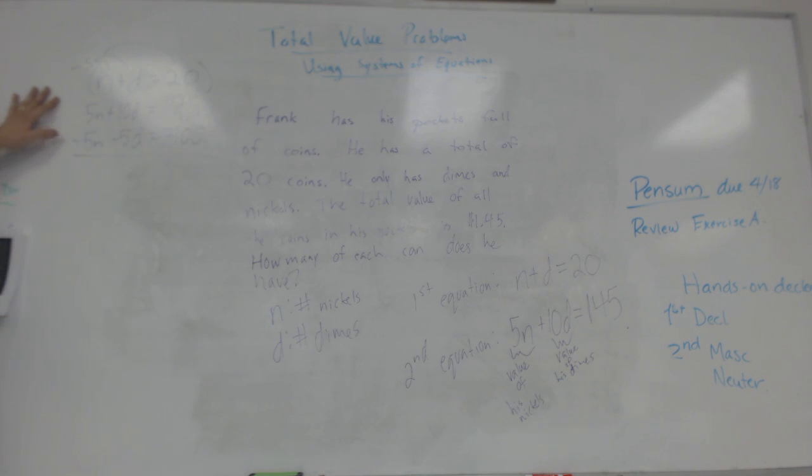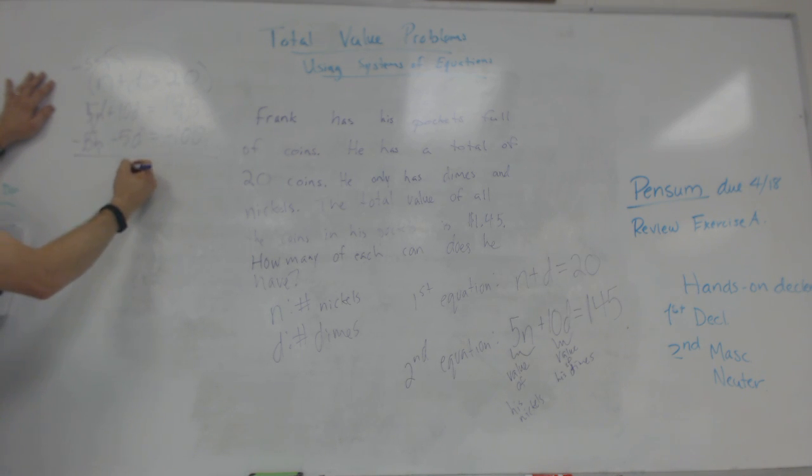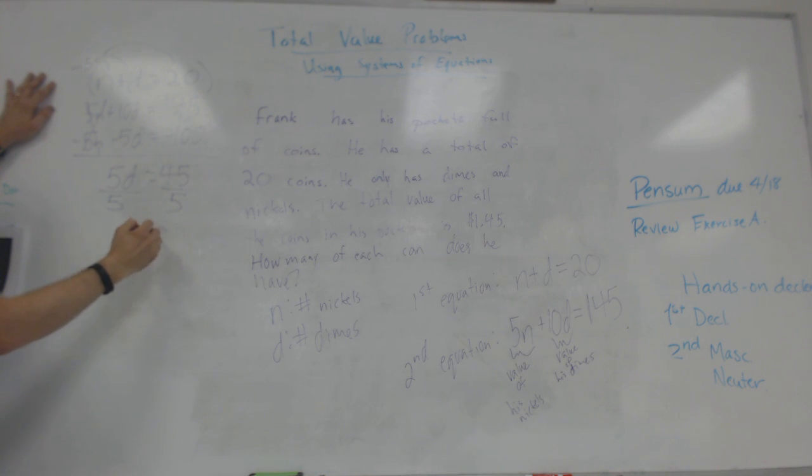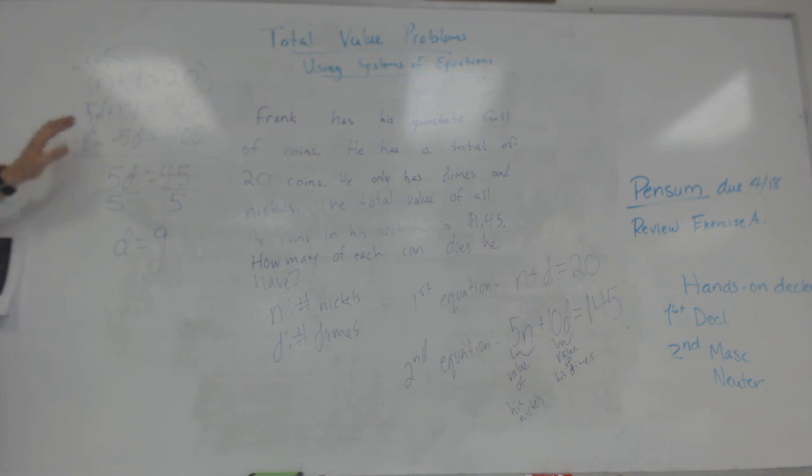Now I'm going to add my equations together because I see that the n's will drop out. 10d minus 5d is 5d. 145 minus 100 is 45. Divide both sides by 5. How many dimes does he have? 9. Remember, d is the number of dimes, so he has 9 dimes.